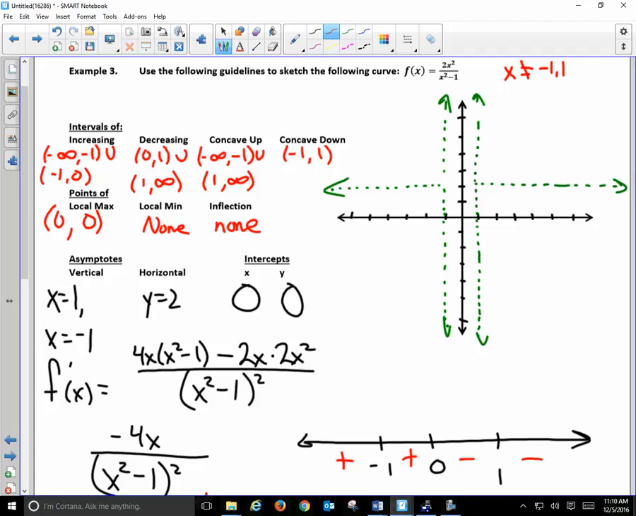Okay, I have only 1 point on this graph that I know. What's the coordinate that I know? 0, 0. And I'm going to focus on this interval between -1 and +1. Between -1 and +1, it's concave down. It increases the first half, and it decreases the second half. So it's going to look like that.